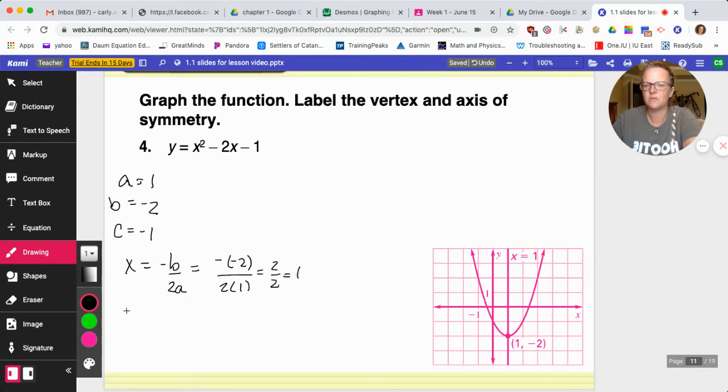And we can find the y value that goes with that. 1 squared minus 2 times 1 minus 1. 1 minus 2 minus 1. 1 minus 3 is -2. So our vertex is at 1, -2. That is our vertex.